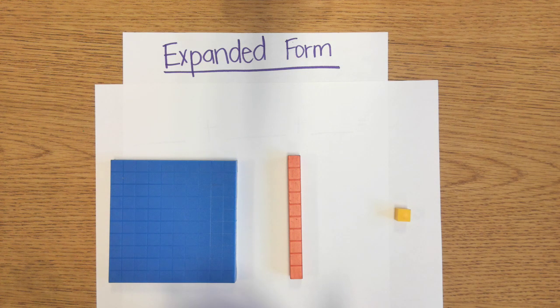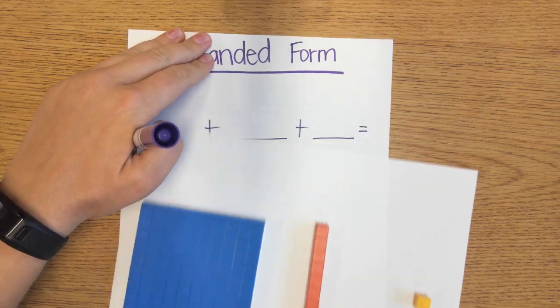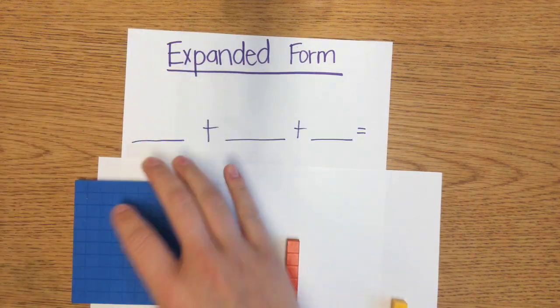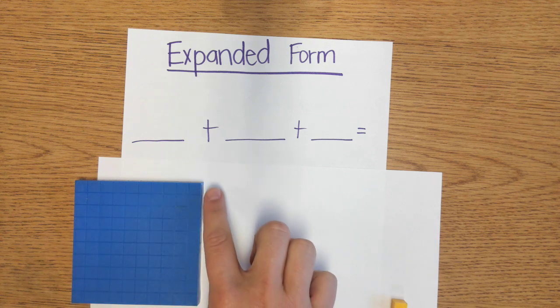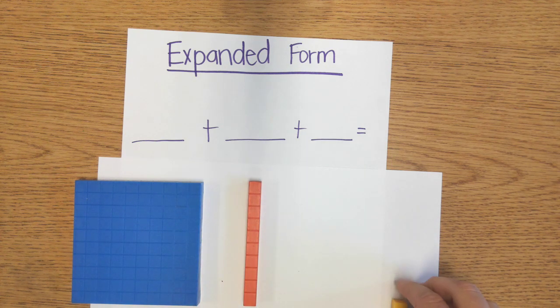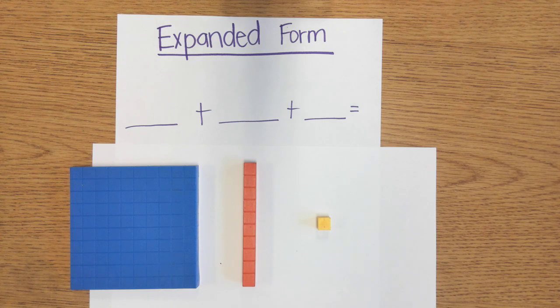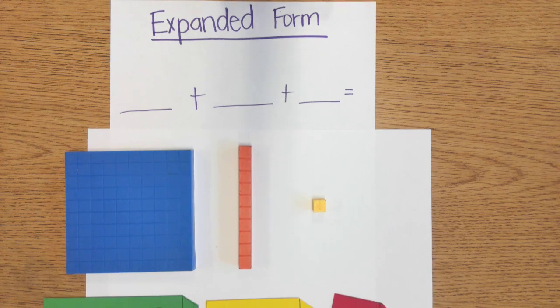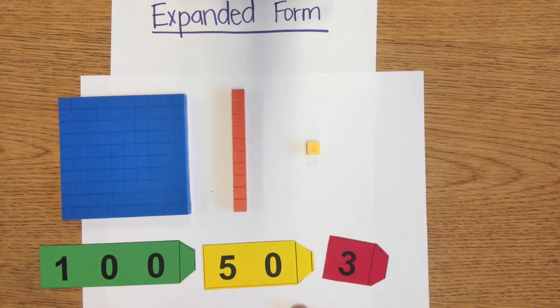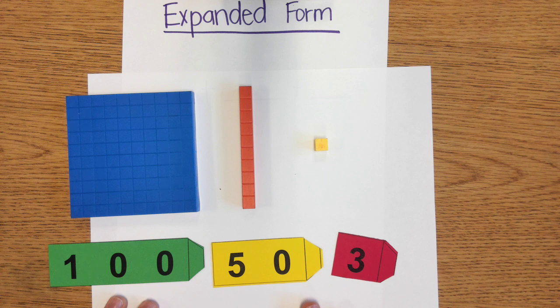So when I'm thinking of expanded form, I'm adding the value of the hundreds place plus the value of the tens place plus the value of the ones place to get my number. And today we're going to be looking at using arrow cards. Arrow cards look something like this. There's a hundreds, a tens, and a ones place. And the arrow cards show me the expanded value.